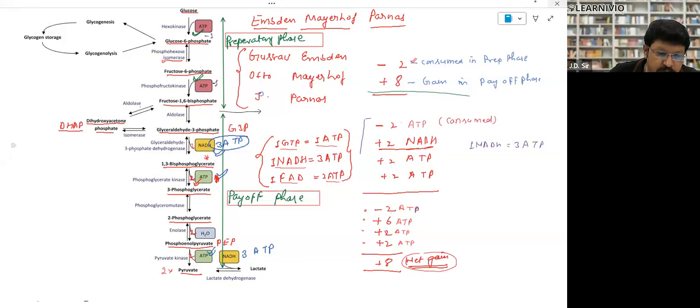Here the two. Again, here the 2 ATP are produced. Again, plus 2 ATP are produced. So 2 NADH is equal to 6 ATP. Again, -2 ATP. 6 ATP plus 2 ATP, plus 2 ATP. So 6, 2 plus 2, total 10 ATP minus 2 ATP. Net gain is 8 ATP. That's how 8 came over here.